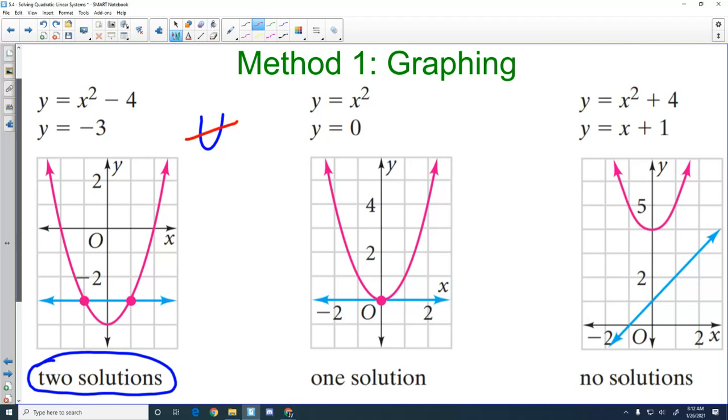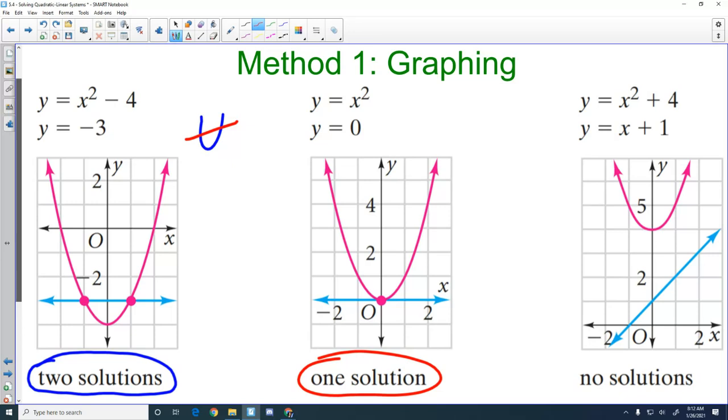All right, what about one solution? Okay, sometimes we can have just one solution, meaning only one intersection point between these 2 equations, between the line and the parabola. And you can see that scenario happening right here, where you've got a parabola and a horizontal line that just kind of bounces off it almost, or it's like the parabola is bouncing off the line in a way. You're just barely grazing it.